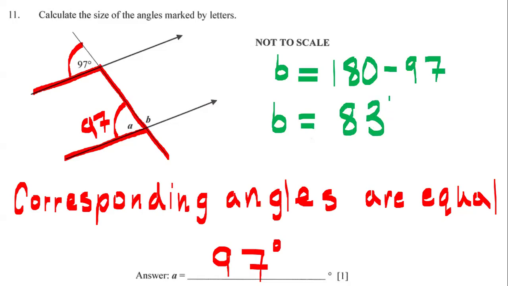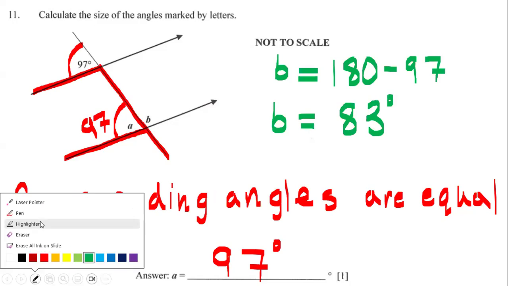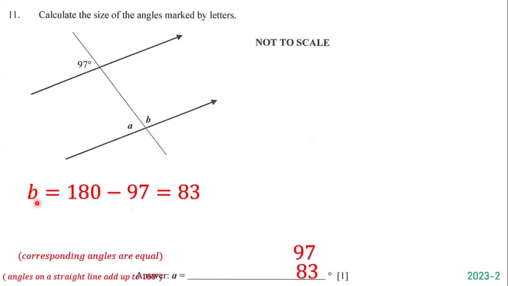Now, what's the reason? Angles on a straight line add up to 180 degrees. Someone said it. Say it again. Because angles on a straight line add up to 180 degrees.